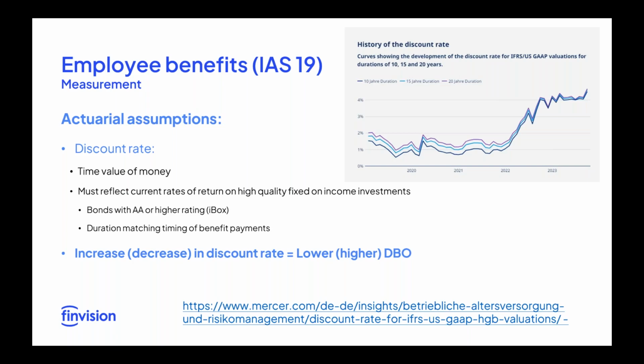So meaning the net defined benefit obligation today will be significantly less than the gross defined benefit without discounting. So how do we calculate the discount rate? In IAS 19, they say you need to make references to high quality rated bonds, so high quality fixed returns on investments. Typically, it's bonds with a rating of AA or higher. A very common reference that is being used is iBoxx, for example.